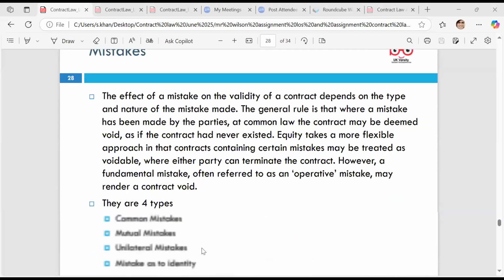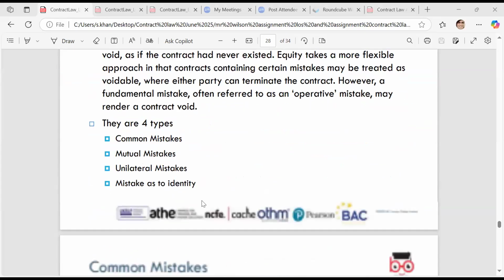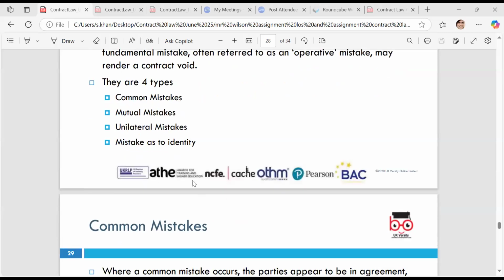So looking at mistake in contract law, mistake occurs when one party holds an erroneous belief about a vital aspect of the contract at the time of its formation. These mistakes can render a contract void or voidable, depending on the type of mistake and its impact. So there are four types of mistake: common mistake, mutual mistake, unilateral mistake, and mistake as to identity.